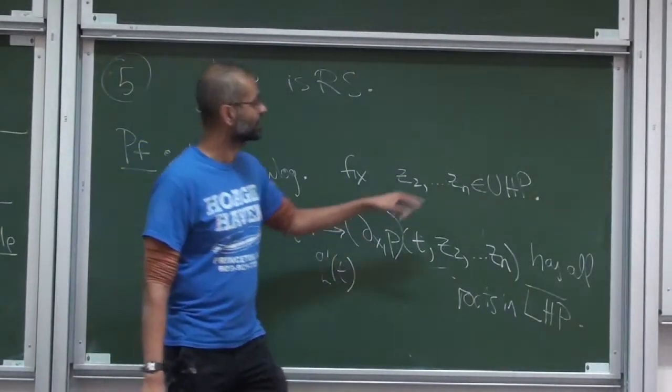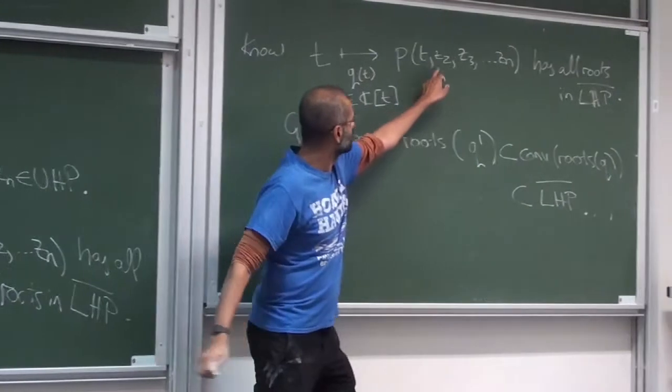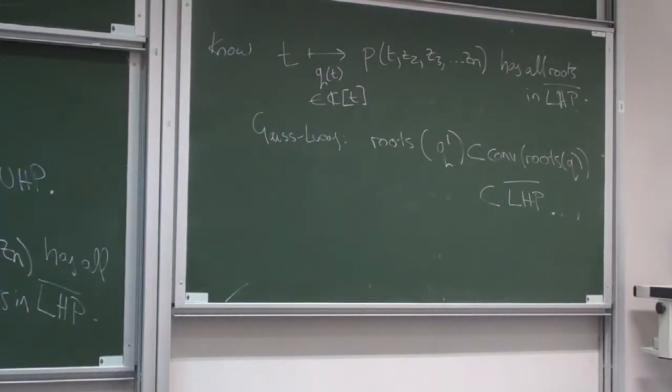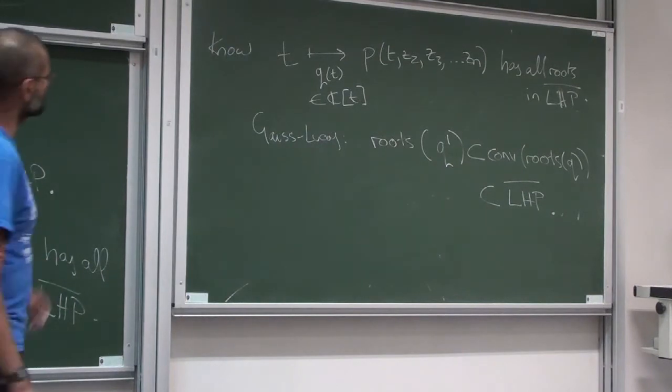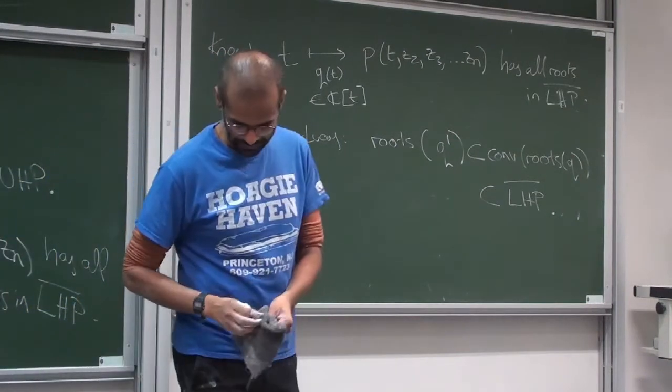Because when I plug in numbers in the upper half plane, this polynomial Q that I get, Q of T, actually has complex coefficients, because these are complex numbers. So I really need that when you differentiate a complex polynomial, you know what happens to the roots. Okay. So that completes the proof of property 5, the differentiation.